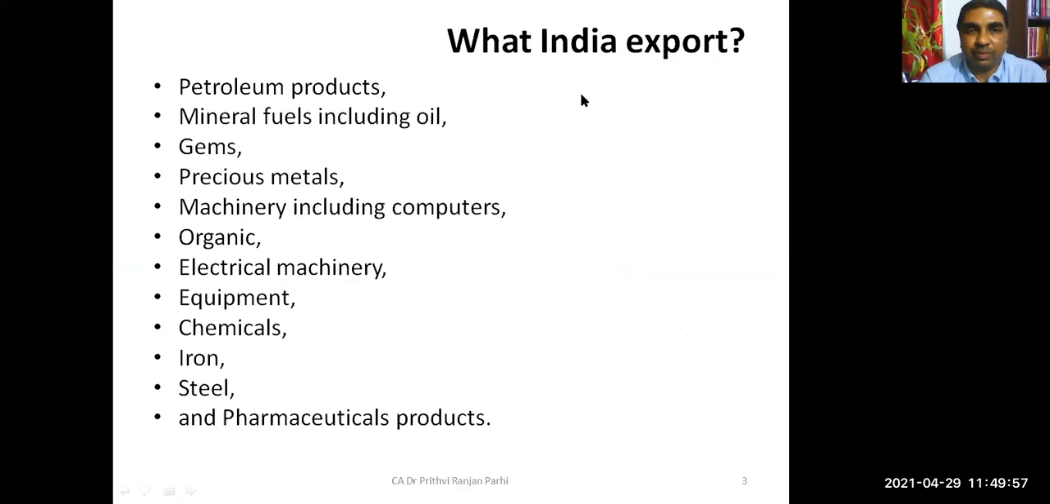As you already know, these are the products which India exports. You can go through them: petroleum products, meaning processed petroleum products like naphthalene, sulfur gas, lubricants, etc. Mineral fuels, including oils, gems, precious metals, computer machinery, organic products, electrical machinery, equipment, chemicals, iron, steel, pharmaceutical products. These are India's major exports.